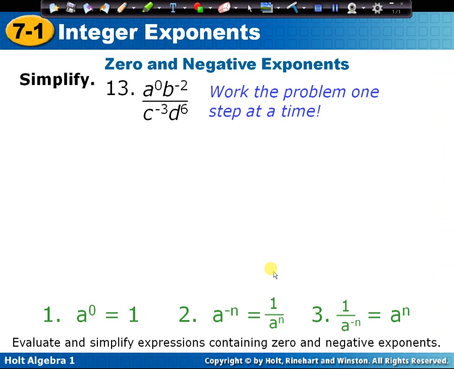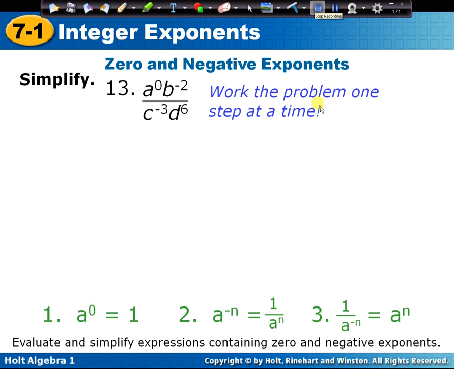All right, go ahead and write down number 13. Okay, number 13 looks complicated. We're going to take it a step at a time. Okay, go ahead right now and just make sure you have it copied down. It's a to the 0, b to the negative 2 power over c to the negative 3 power, and d to the 6 power. Again, we're going to work this one step at a time.